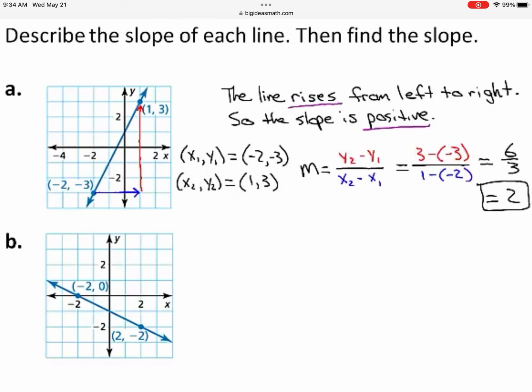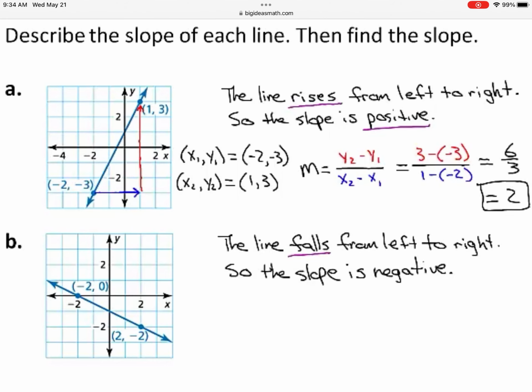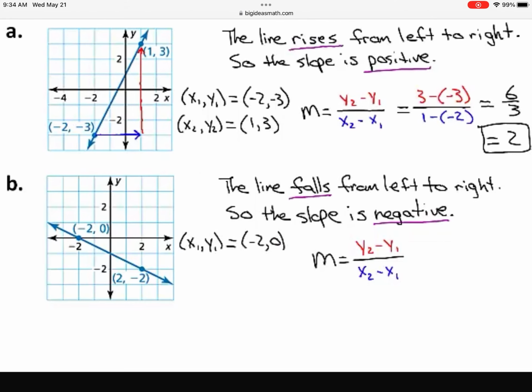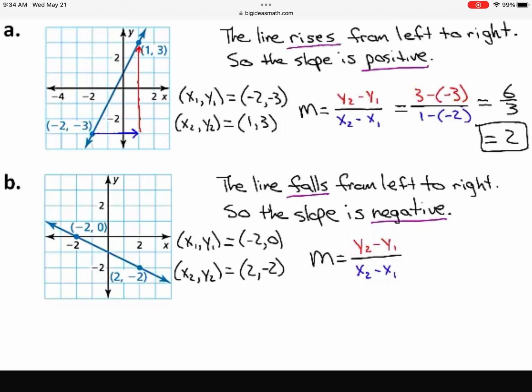Part B. The line falls from left to right, so the slope is negative. To find the slope of the line, use the slope formula m equals the quantity y2 minus y1 divided by the quantity x2 minus x1. Let x1, y1 be the point -2, 0, and let x2, y2 be the point 2, -2.